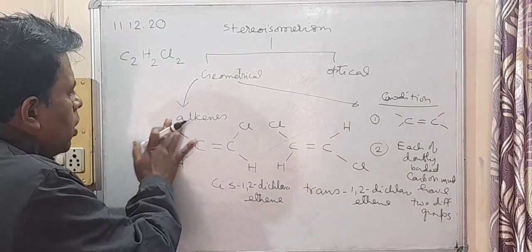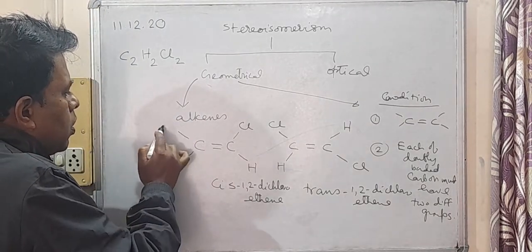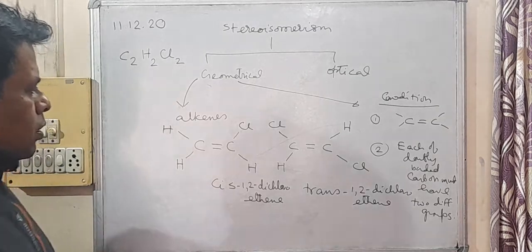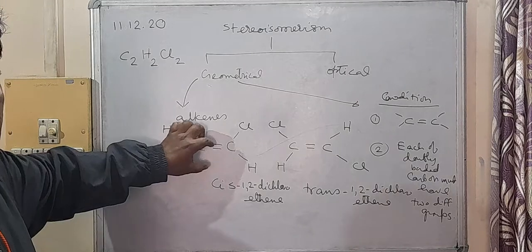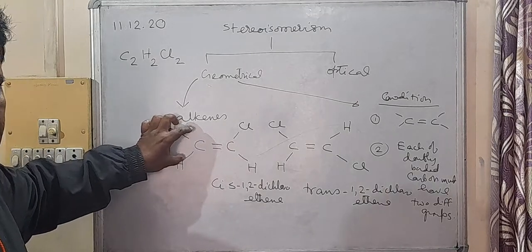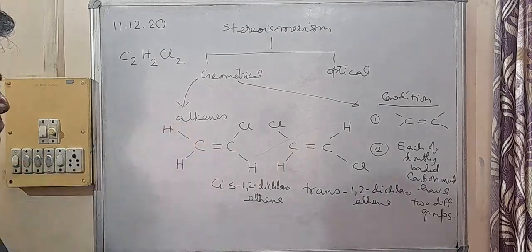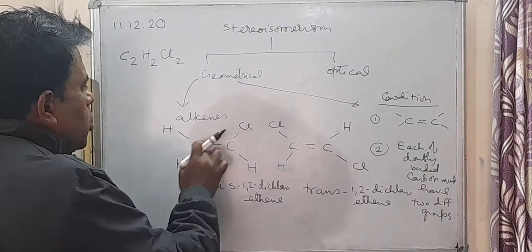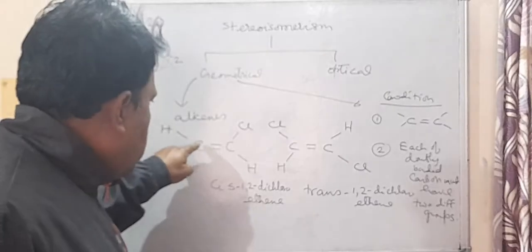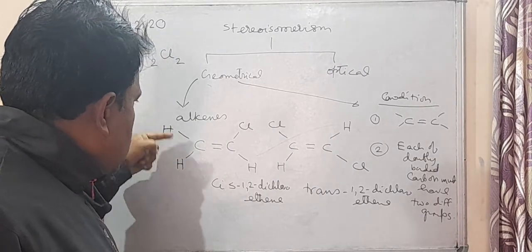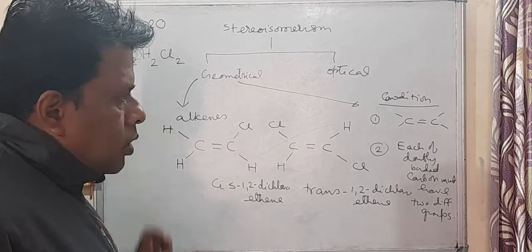For example, suppose this compound, here it is different, but here it is not different. Then geometrical isomerism will not take place here. Okay. So for geometrical isomerism to take place, each of the carbon atoms must be attached to two different groups. That you should remember.